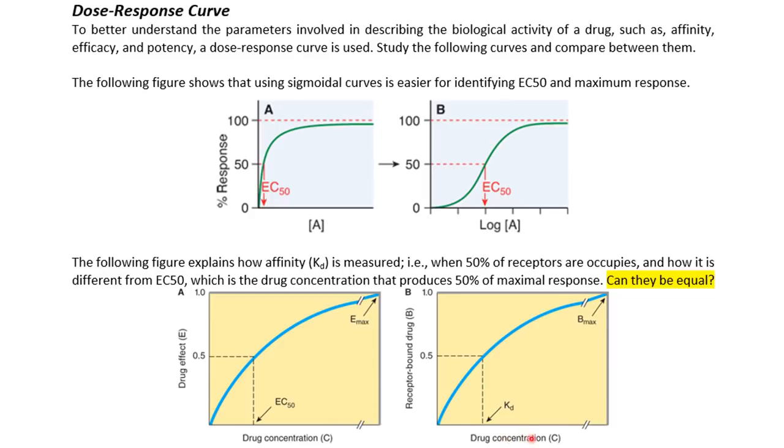Okay, so these two can be equal if there are no spare receptors. In cases where there are spare receptors, these two values will be different. So the general rule of thumb is that these two are not equal, to start with.